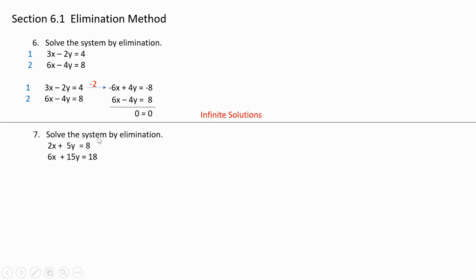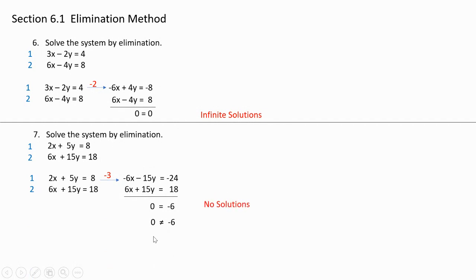Number 7 also wants us to solve it by the elimination method. So again, this is equation 1 and 2. If I want to get rid of the x's, I'm going to multiply this equation by negative 3. By doing so, it's going to give us negative 6x minus 15y equals negative 24. And equation number 2 stays how it is. Then if we add them, you see that everything on the left cancels or is eliminated, but on the right side we get negative 6. But this is not true. This is not equal, right? That means there's no solution.